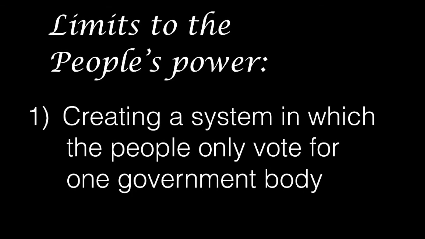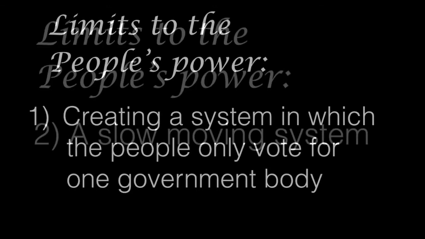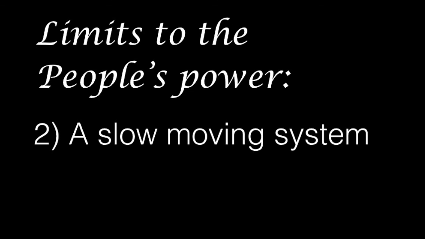So number 1, again, when the Constitution was originally created, the people only had the power to vote for members of the House of Representatives. Number 2, a second way that the people's power is limited is by creating a slow-moving system. Our government is slow-moving by design, which frustrates a lot of people today, but you have to understand that our government is actually designed to be slow to respond to our demands. It's slow by design.